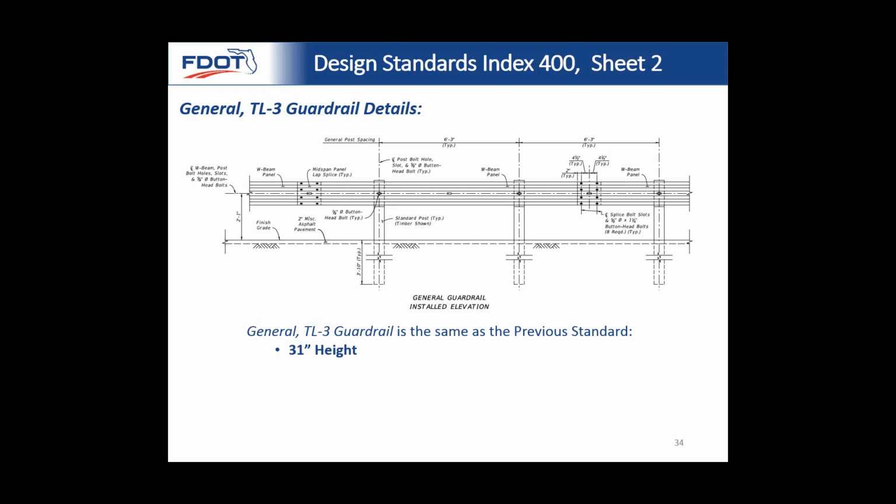So some of the points about our typical TL3 guardrail is that it's 31-inch height. It has 6'3" post spacing. That's the standard. It's been that way for a lot of years. It now has a midspan panel splice, so you can see it's located at midspan.